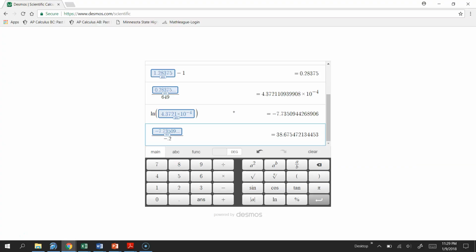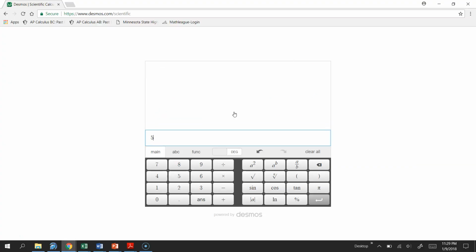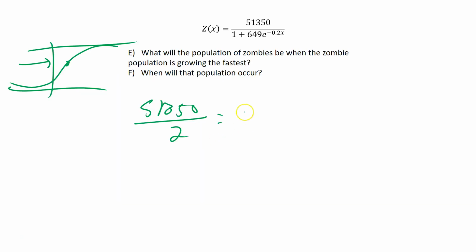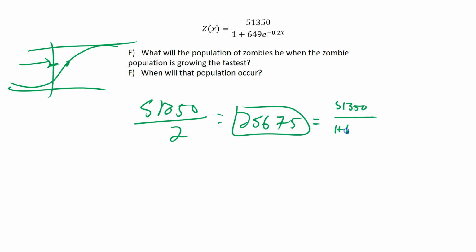51350 divided by 2 gives us 25675. Right? That is the y coordinate. That's what the y value is going to be, the population of the zombies when it's growing the fastest. Now when they ask when will it occur, we have to solve it like we did last time. So that's going to be equal to 51350 over 1 plus 649 e to the negative 0.2x.